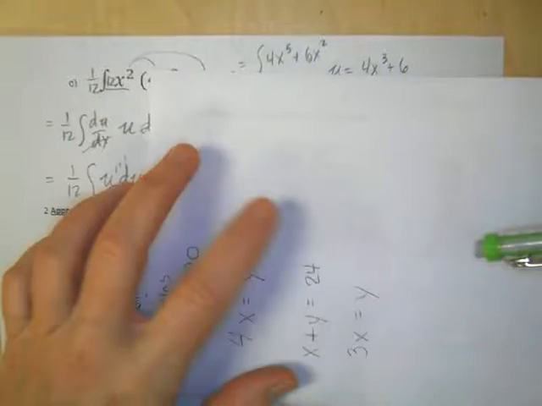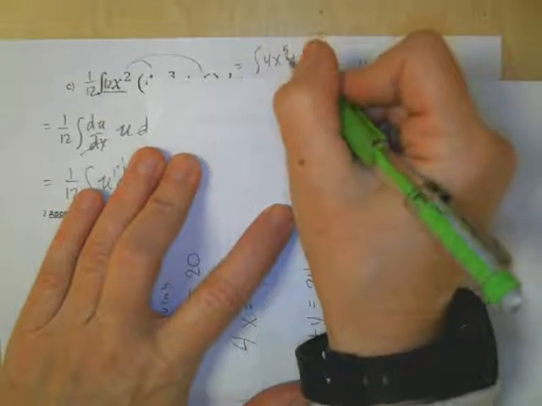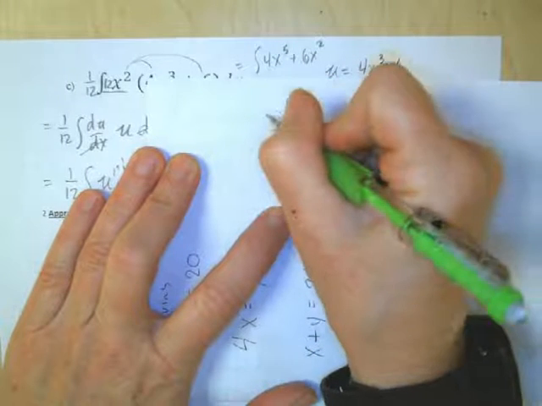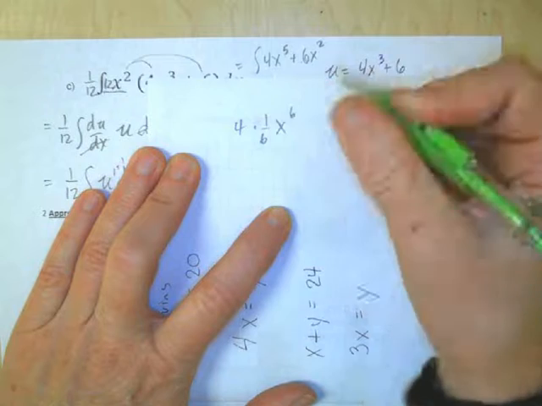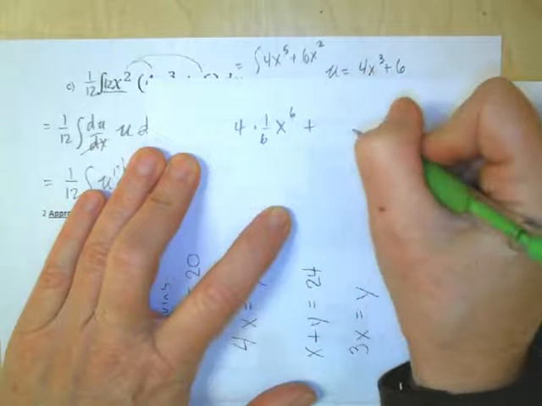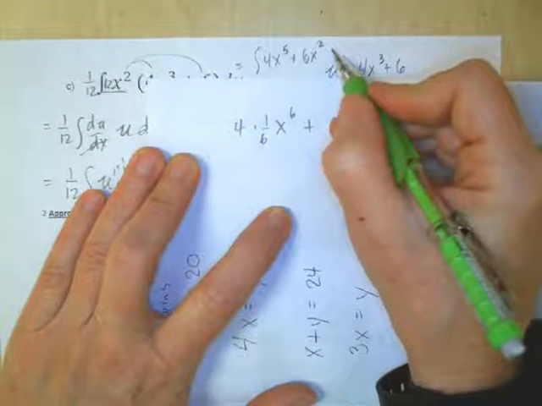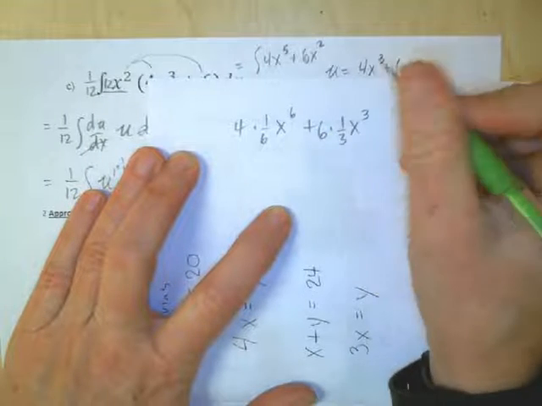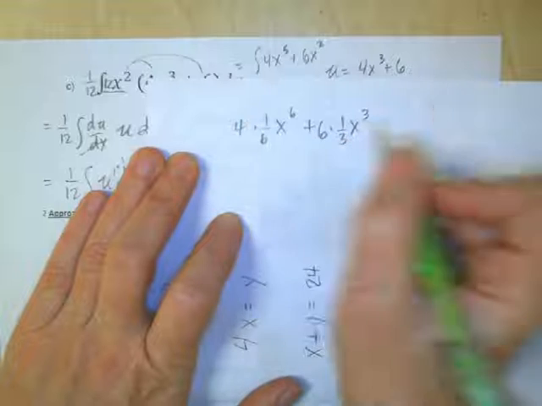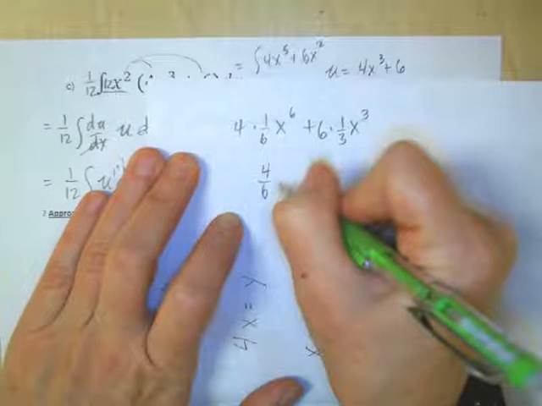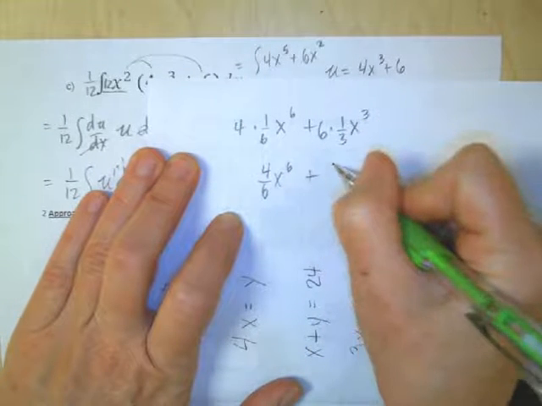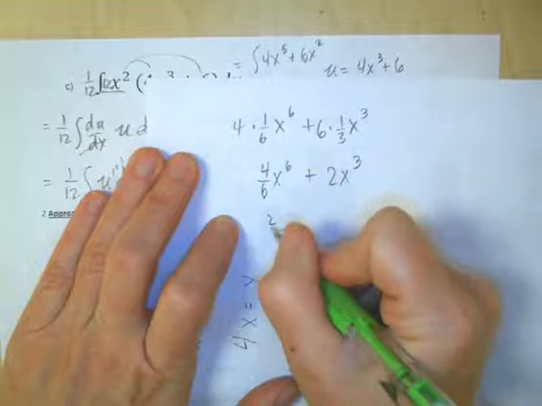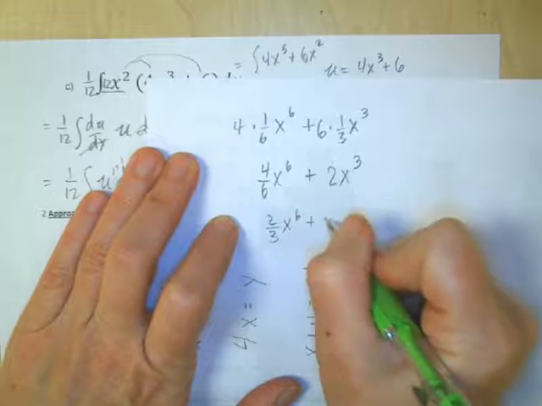So if I did it this way, I would do each part one at a time. So x to the 5th would become x to the 6th times 1/6 times 4, plus this one, x squared would become x to the 3rd times 1/3 times 6. So if I simplify that, I get 4/6 x to the 6th plus 6 divided by 3 is 2, x to the 3rd. This is 2/3 x to the 6th plus 2x to the 3rd.